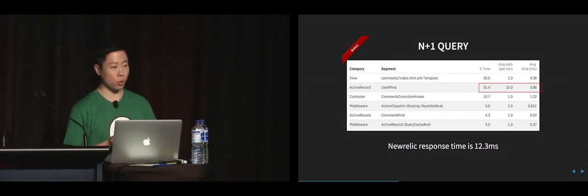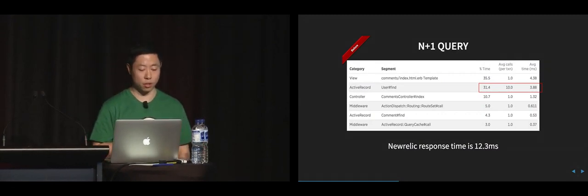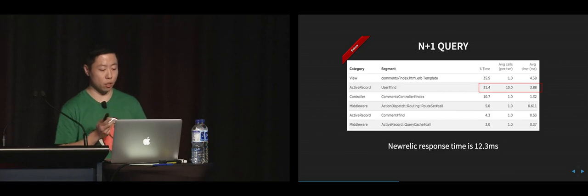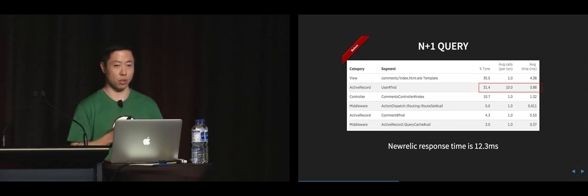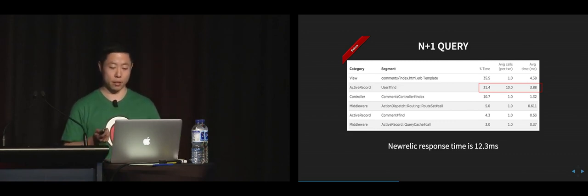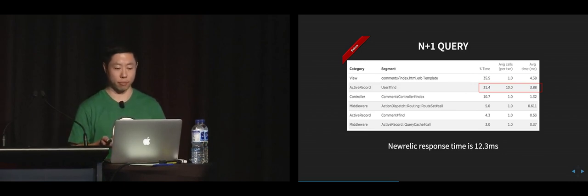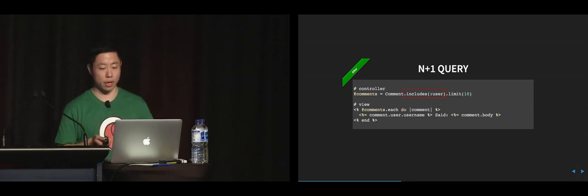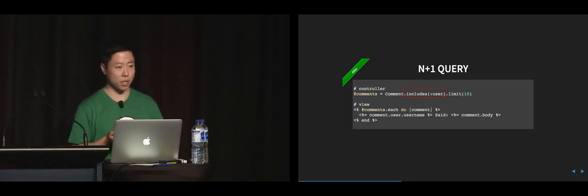So on New Relic, you will see the user find operation. It is sent 10 times and takes 3.88 milliseconds. And the total response time, that means the server received the request and sent the response, takes 12.3 milliseconds.